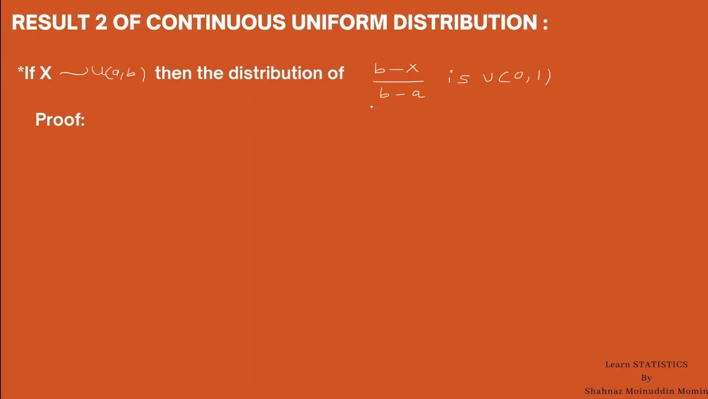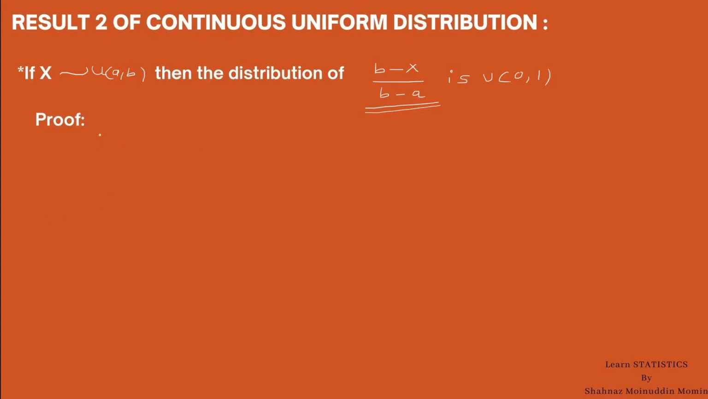Here this (b minus X) divided by (b minus a) is a univariate transformation of a random variable X, and we have to obtain the distribution of this transformation by using the theorem of transformation of monotonic function of a univariate random variable. We shall see in the proof.